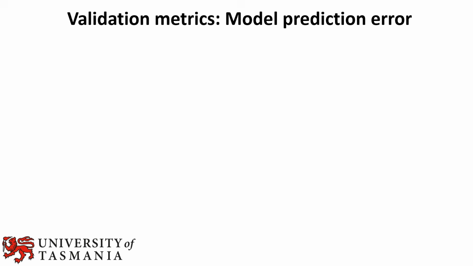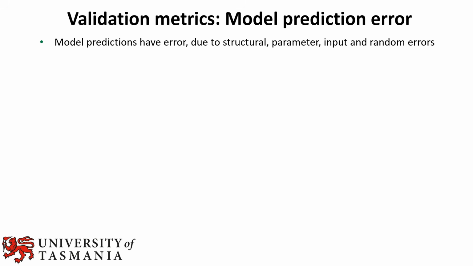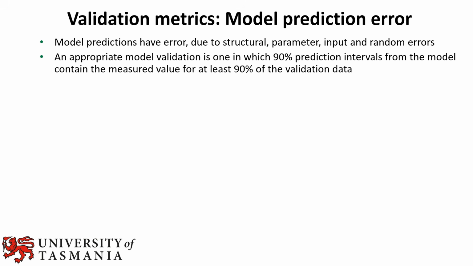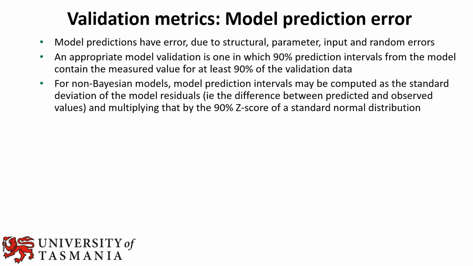Then you have model prediction error, or MPE. Model prediction errors can occur due to many reasons: structural, parameter, input, user, or random errors. An appropriate model validation is one where, for example, 90% of your prediction intervals from your model contain 90% of the observed data. Note that that's an arbitrary threshold though.